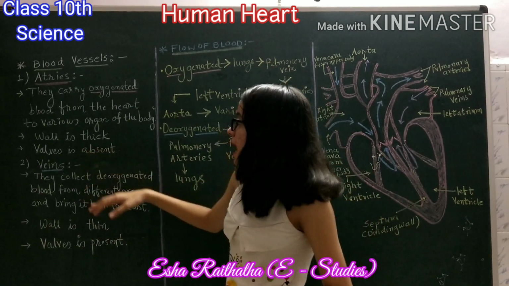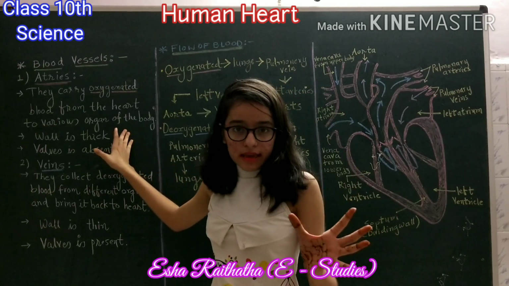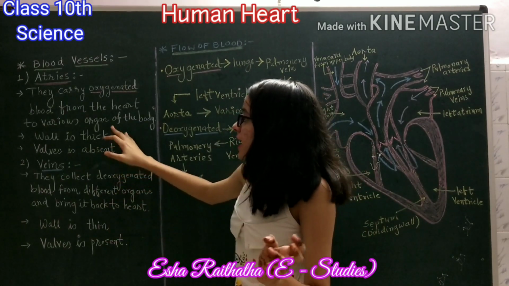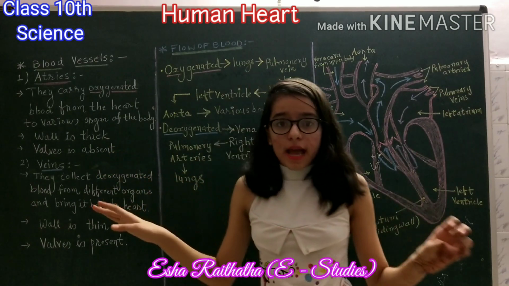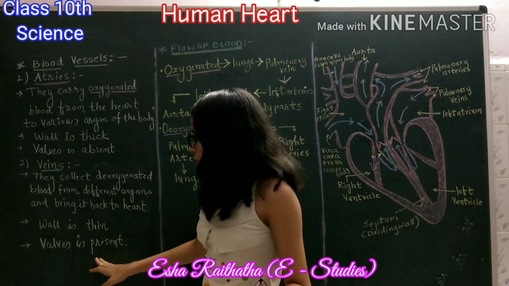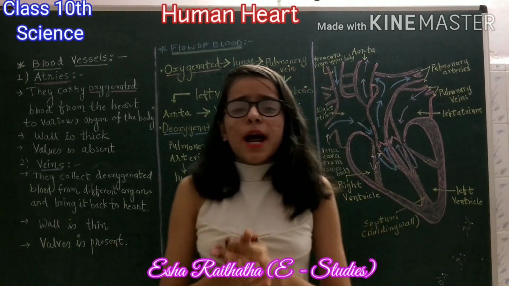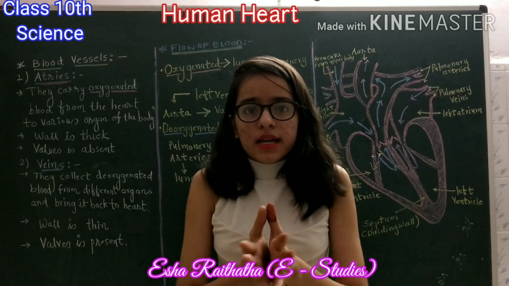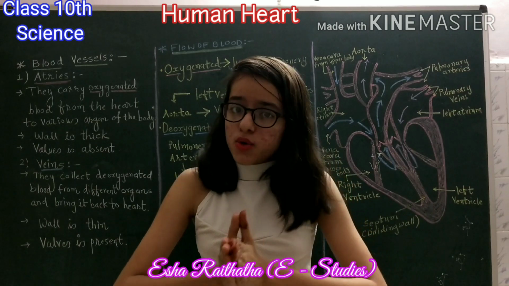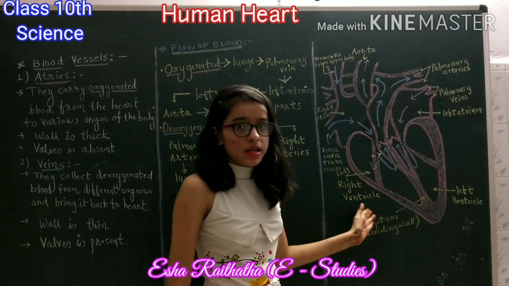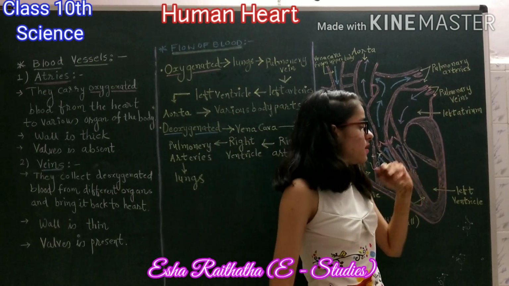Now, in arteries, the wall is thick, but in veins, the wall is thin. And in arteries, the valve is absent, and in veins, the valve is present. Now, there are mainly 2 types of valves, that is bicuspid valve and tricuspid valve. Tricuspid valve is present in the right part of the heart, and bicuspid valve is present in the left part of the heart.